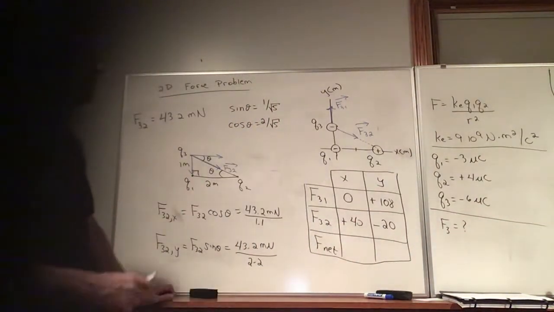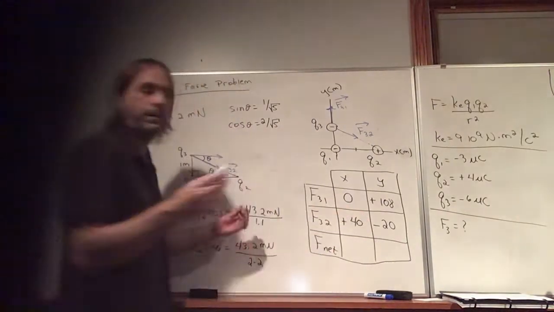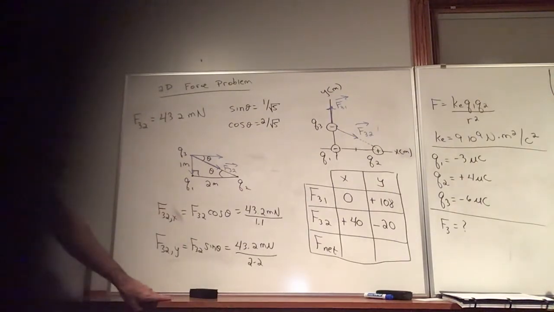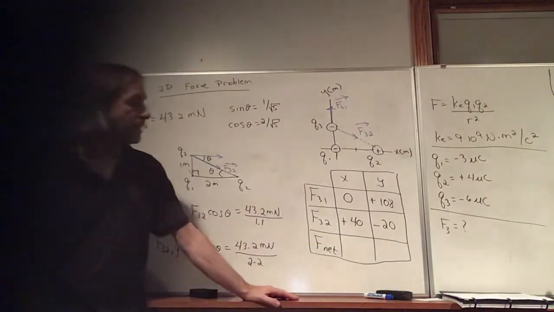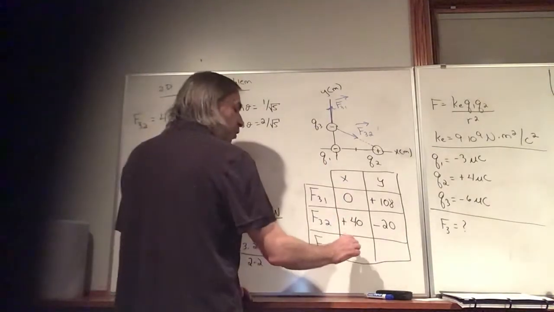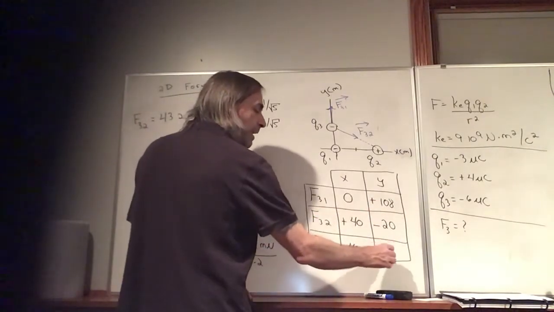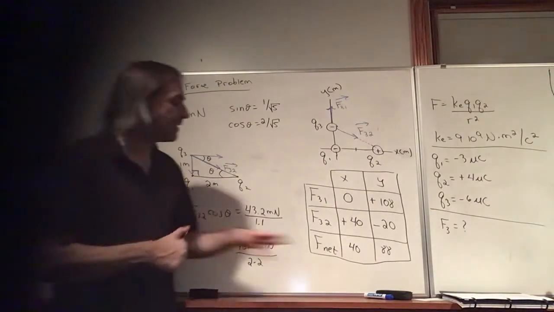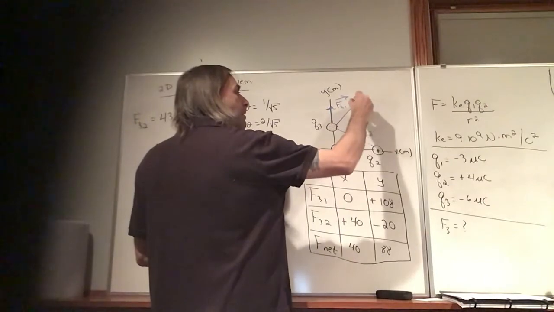So again, with a calculator, you can easily check. These numbers, I think, are fairly accurate. I don't have a calculator, so check those. It should be fairly close. Okay, and now the last step is to find the net force. And once we have it in component form, it's easy. We just add the columns. So here we have 40 millinewtons. Here, 108 minus 20, that's 88 millinewtons. And so the net force, we have an x component and a y component, both positive. So the net force is going to be something like this.